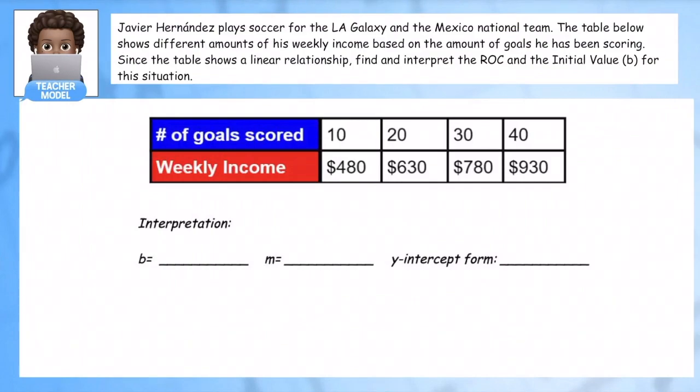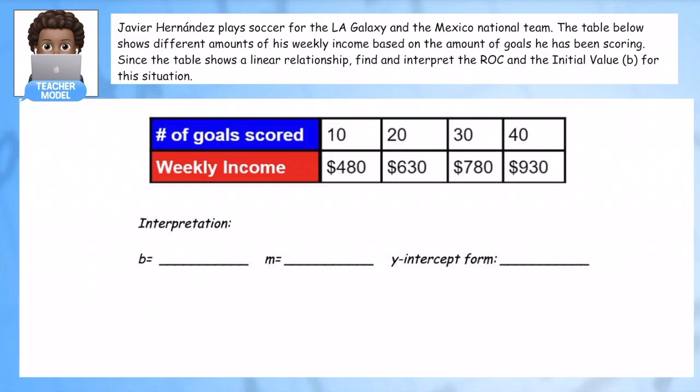We're going to put this into practice. We're going to try and find a rate in the context of the problem, as well as the one-time action, the one-time number difference. Javier Hernandez plays soccer for the LA Galaxy and the Mexican national team. The table below shows the different amounts of his weekly income based on the amount of goals he's been scoring. Since the table shows a linear relationship, find and interpret the rate of change and the initial value b in the situation. Okay, so we're going to try and find what is the rate of change first.